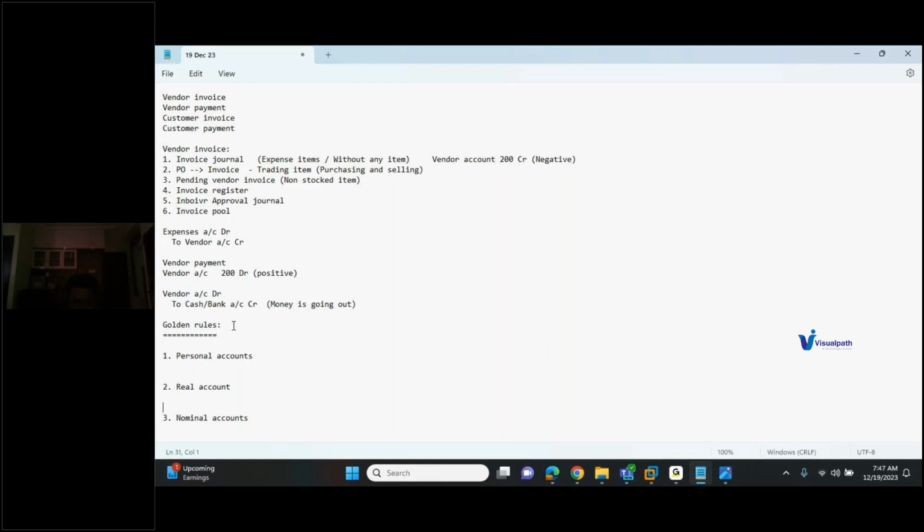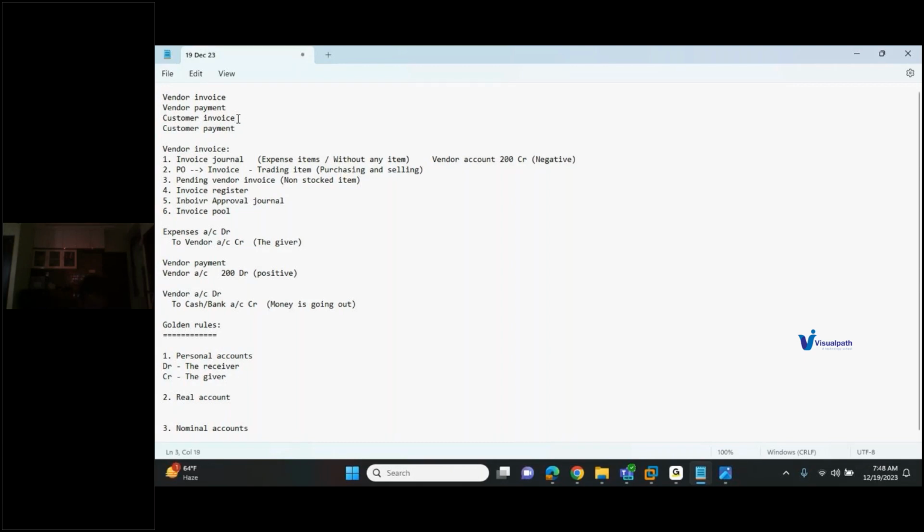All right. So now personal account, what is this? Can anyone elaborate? Debit the receiver, credit the giver. Okay. Vendor is giving or vendor is receiving? The giver. This is the rule. Debit the receiver, credit the giver. Here, debit the receiver means this one.